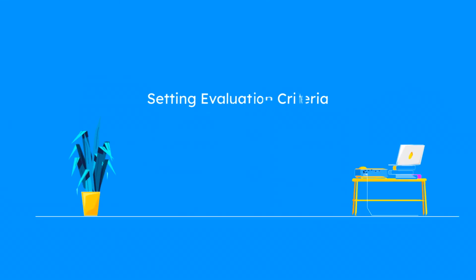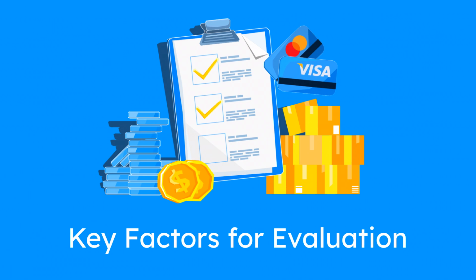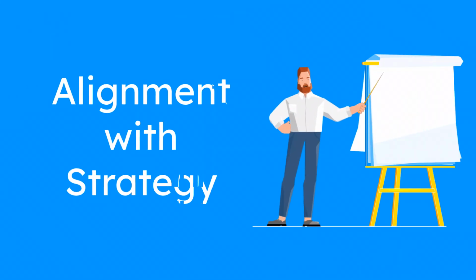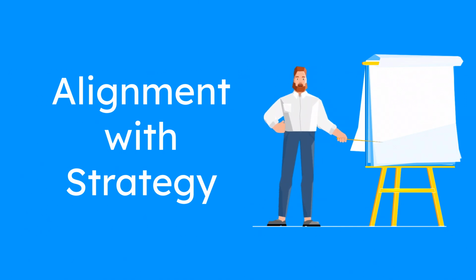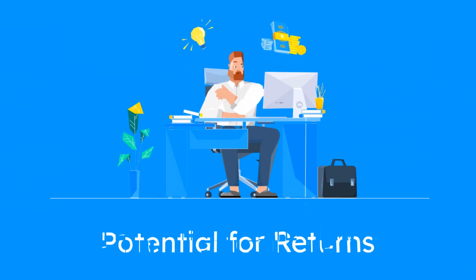Once you've defined these categories, the project council needs to set clear criteria for evaluating potential projects. What are the key factors that will determine which projects are the best fit? For example, does the project align with the company's strategy? Does it have the potential for high returns? What are the risks?